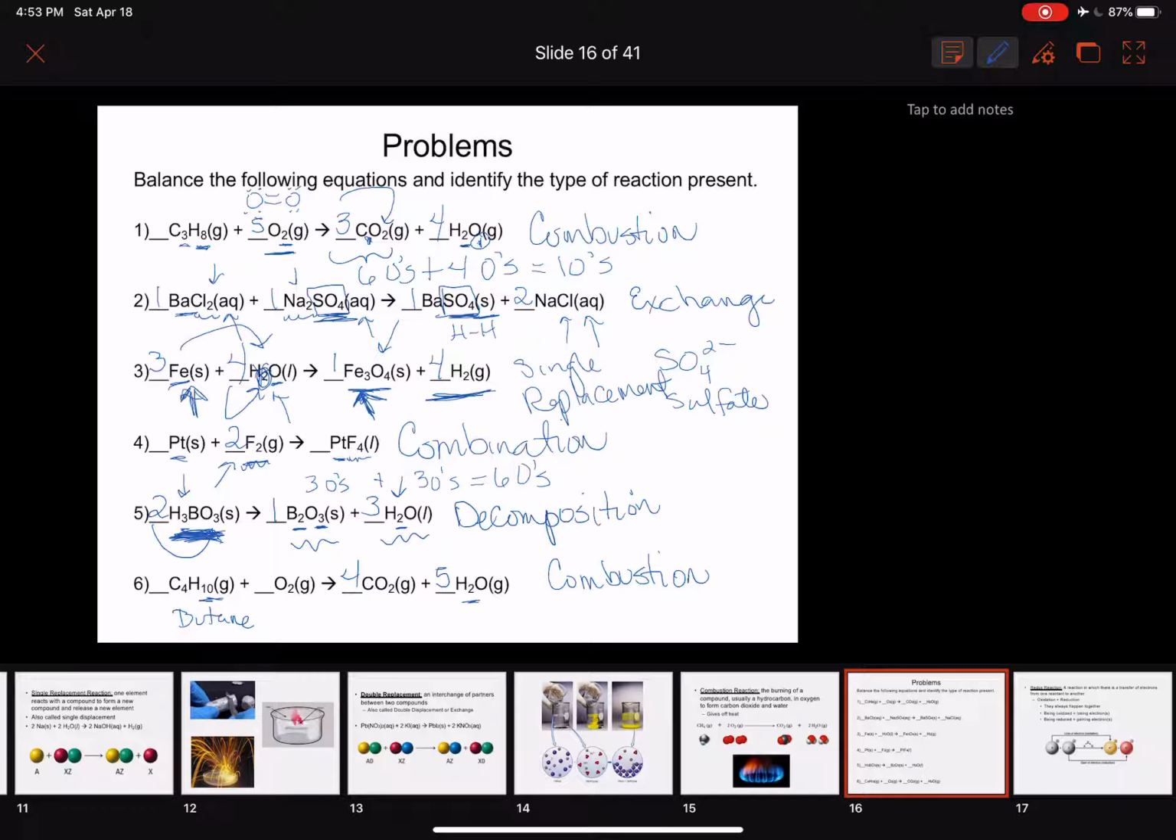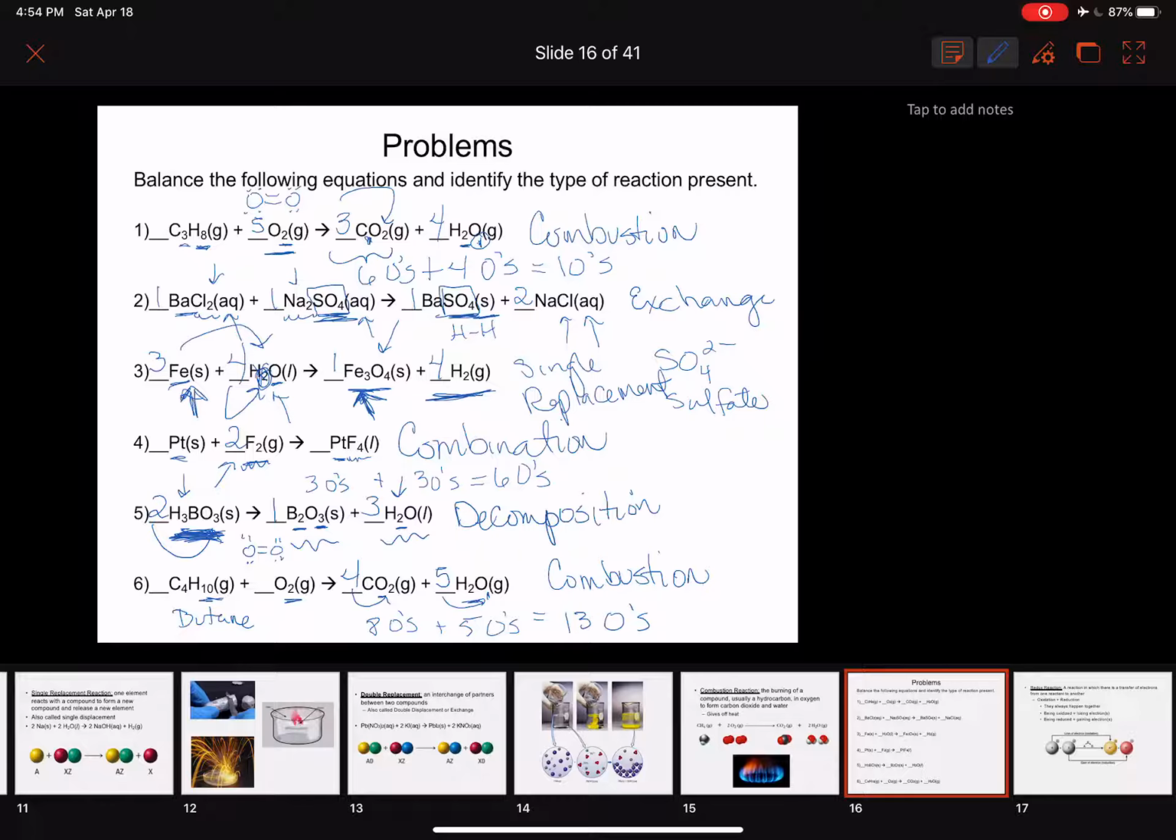Now on the product side, we have 4 times 2, which is 8 oxygens, and we have 5 times 1, which is 5 oxygens. And that's going to give us 13 oxygens. Now this is a problem because that's an odd number of oxygens, and on our reactant side the oxygens come in twos. That's the oxygen molecule, and you can't split that up.